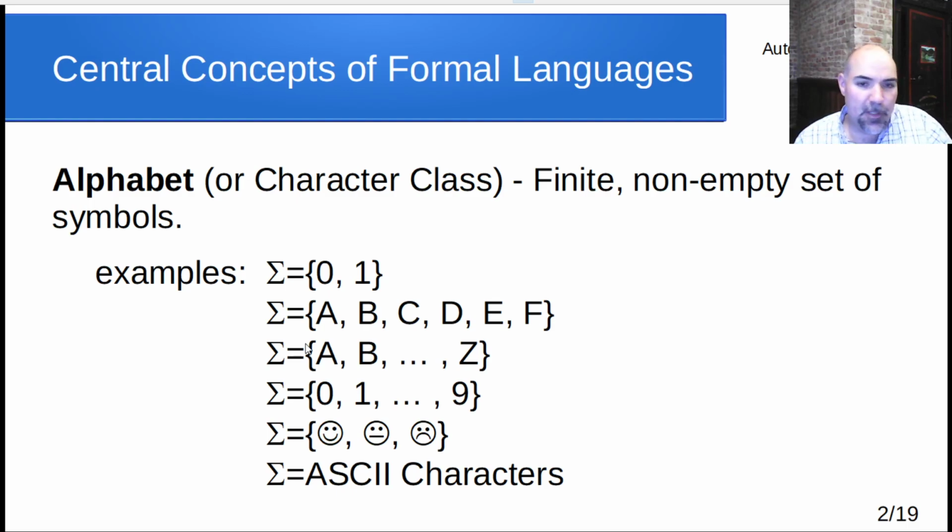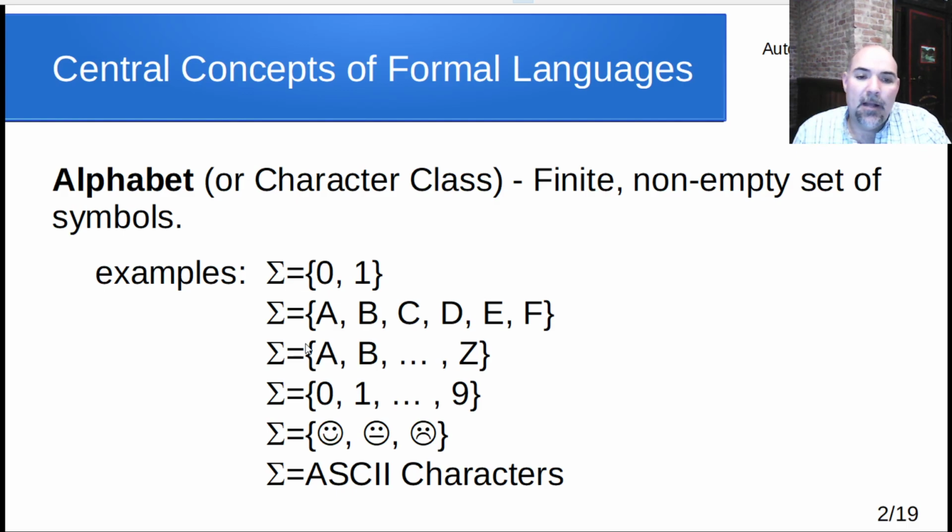In some literature you might see that referred to as a character class, but the alphabet is essentially defined as a finite, non-empty set of symbols. One thing to notice about that is it doesn't say what those symbols are. As long as it's finite, you can't have an infinite-sized alphabet. You also can't have an empty alphabet. It has to have at least one symbol. But notice that leaves a whole lot of room for different possibilities.